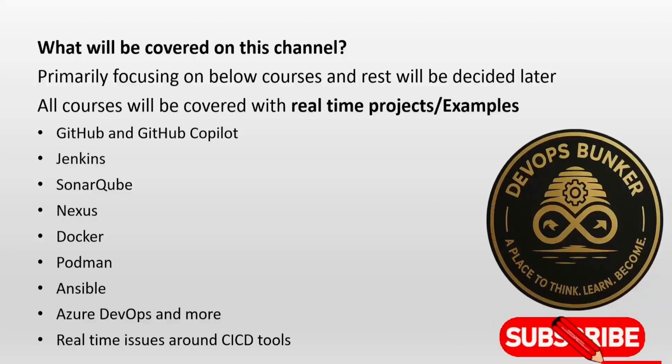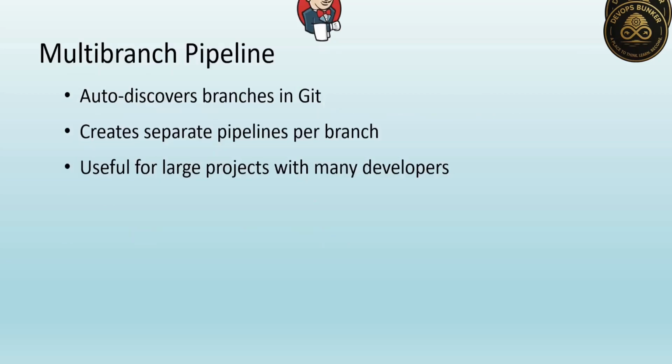Now coming back to the video, multi-branch pipeline. Whenever you launch this multi-branch pipeline, it will scan the complete repository. If it detects a new branch, then it will create a new job for it automatically. This is the purpose of multi-branch pipeline. So it auto-discovers the branches in Git, creates separate pipelines per branch, and is useful for large projects with many developers.